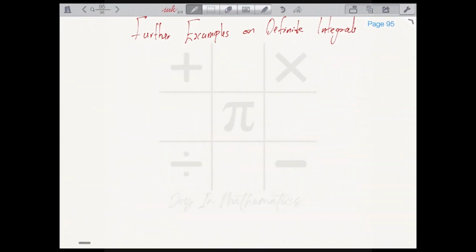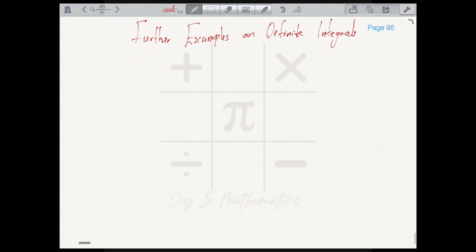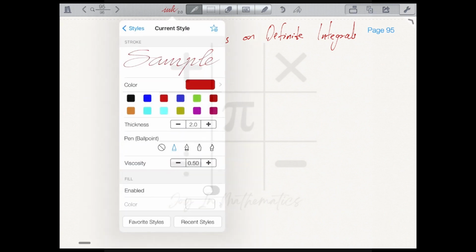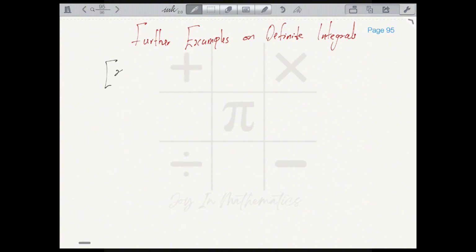In this video, we'll be taking more examples on definite integrals. Remember that when we have the format of the integral with upper limit b and lower limit a, we substitute the upper limit first, and the lower limit is subtracted from it. So let's take more examples.